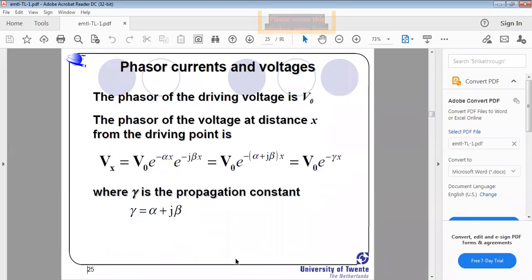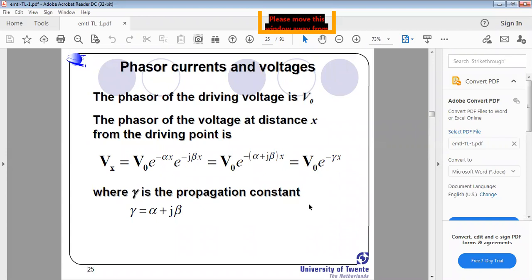That expression is considered the phasor for the driving voltage V naught, the phasor of the voltage at a distance x from the driving point. A driving point means the source end. At the source end, Vx equals V naught into e power minus alpha x into e power minus j beta x, equal to V naught into e power minus (alpha plus j beta) x, when we take the minus common. Here, alpha plus j beta is represented as gamma.